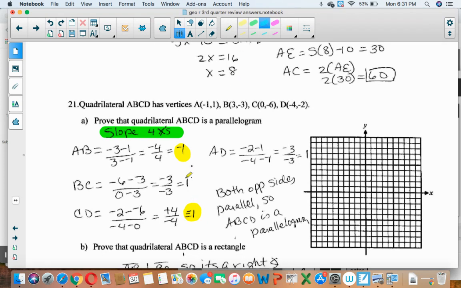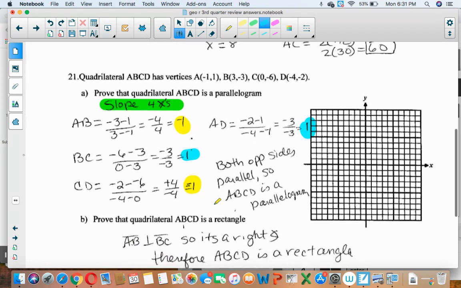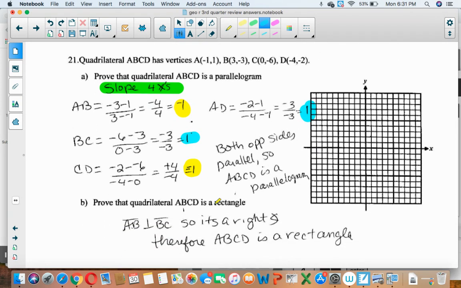And then slope BC, I'm doing -6 minus -3 and 0 minus 3. So that's BC. And that slope comes out to be 1. And slope AD is going to be -2 minus 1 over -4 minus -1. -3 over -3 again is a 1. So since both opposite sides have the same slope, they are parallel, and ABCD is a parallelogram.